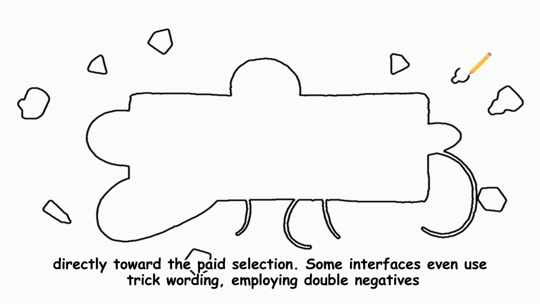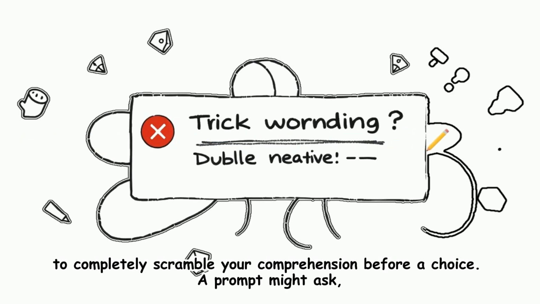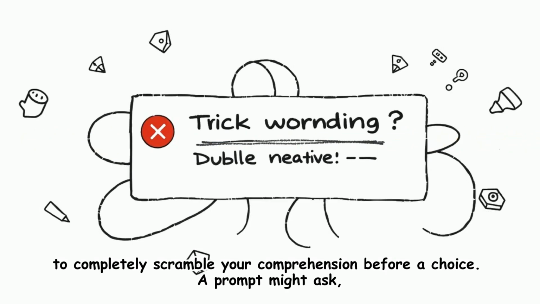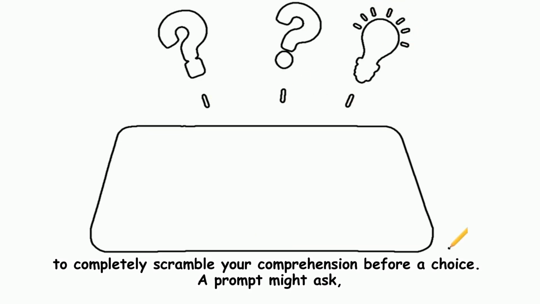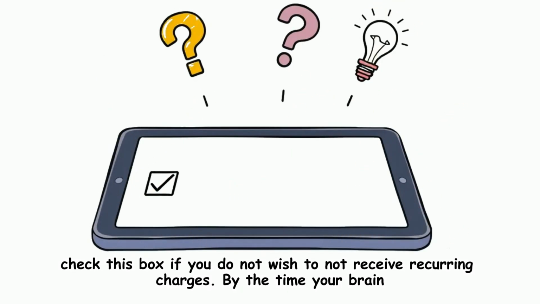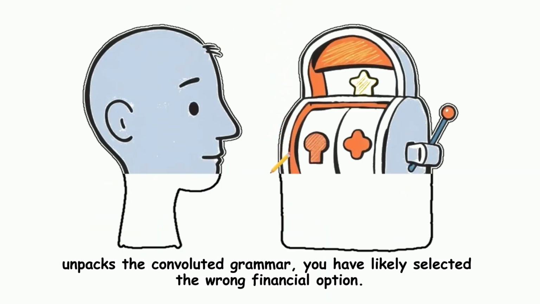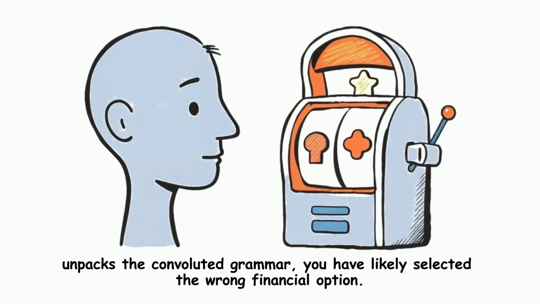Some interfaces even use trick wording, employing double negatives to completely scramble your comprehension before a choice. A prompt might ask, check this box if you do not wish to not receive recurring charges. By the time your brain unpacks the convoluted grammar, you have likely selected the wrong financial option.